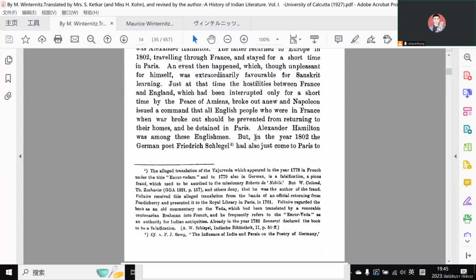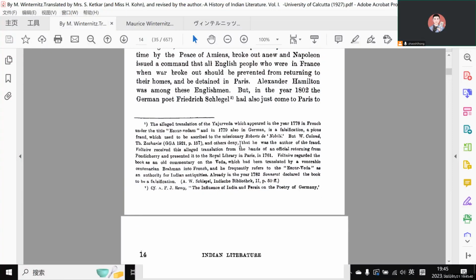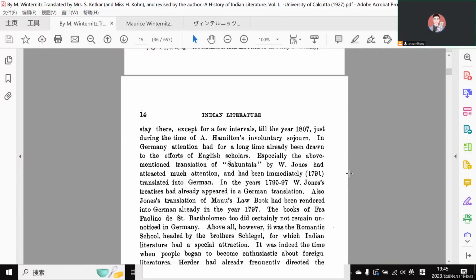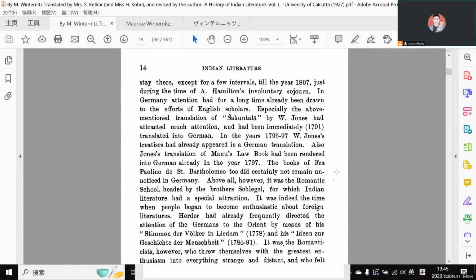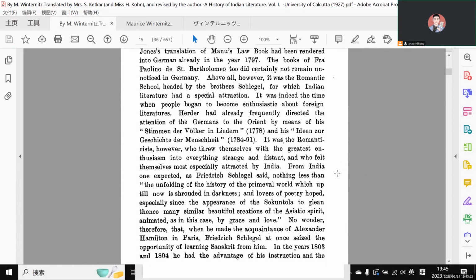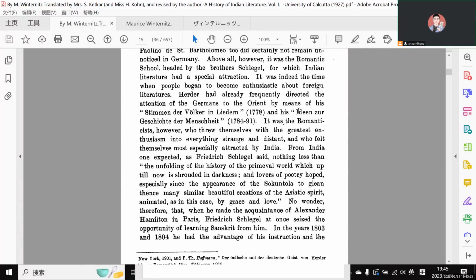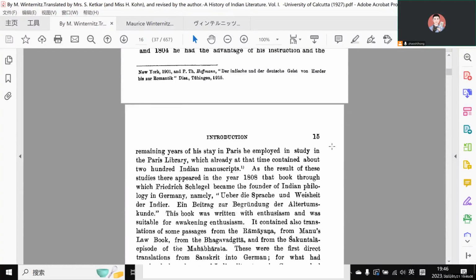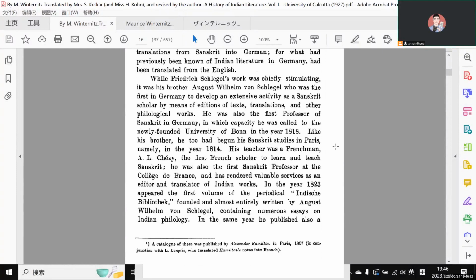Okay, and next comes our famous German poet, Friedrich Schlegel, and his brother. These two people are also very important. Yes, the Schlegel brothers. For example, Ideen zur Geschichte der Menschheit, the ideas towards the history of mankind. Also Shakuntala.